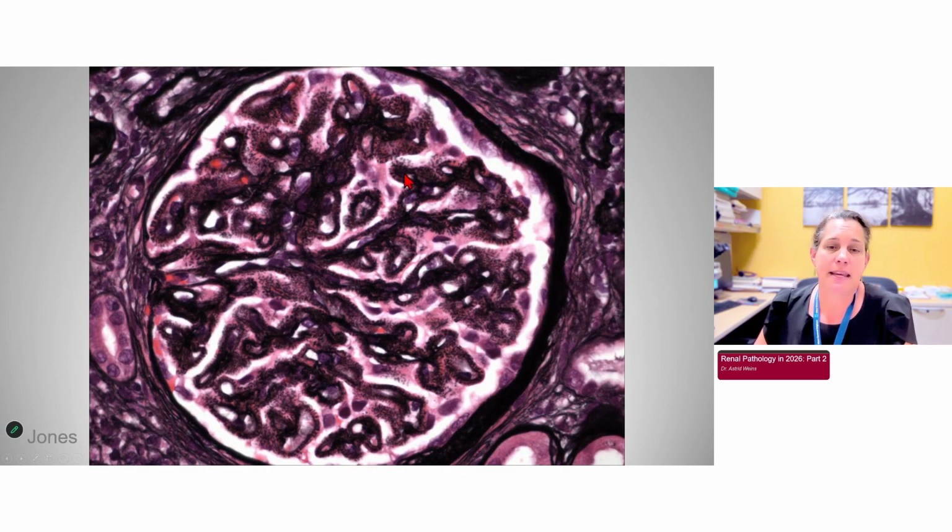And here you can see these little spikes that are pointing outward into the urinary space, underneath the podocytes. So the podocytes have to sit on these pillars now instead of the actual basement membrane. So you can imagine that they're not happy because they can't attach themselves as well as they would like to.